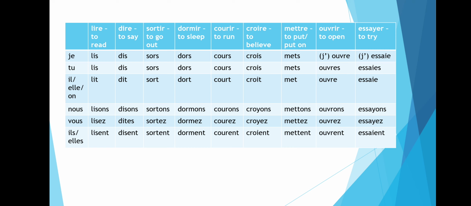Sortir, to go out. Je sors, tu sors, il, elle, on sort, nous sortons, vous sortez, ils, elles sortent. Dormir, to sleep. Je dors, tu dors, il, elle, on dort, nous dormons, vous dormez, ils, elles dorment. Courir, to run. Je cours, tu cours, il, elle, on court, nous courons, vous courez, ils, elles courent.